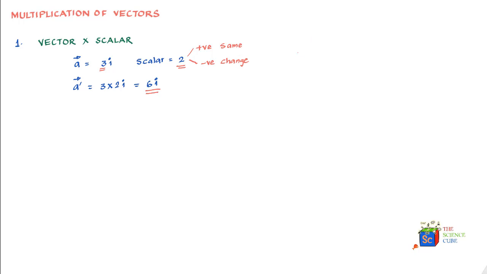So the same rule would apply to a multi-dimensional vector as well. Let's say you have vector B, which is equal to, let's say, 2i plus 3j. And if the scalar is, let's say, 2 in value, then your new vector B dash would equal 2 times (2i plus 3j), which would equal 4i plus 6j. So this is your new vector.